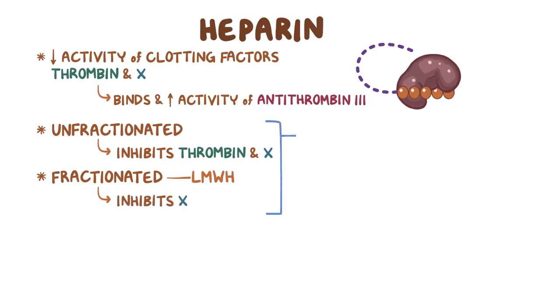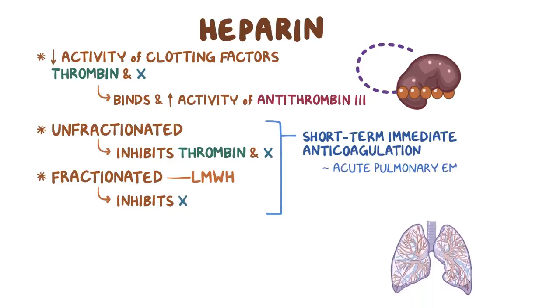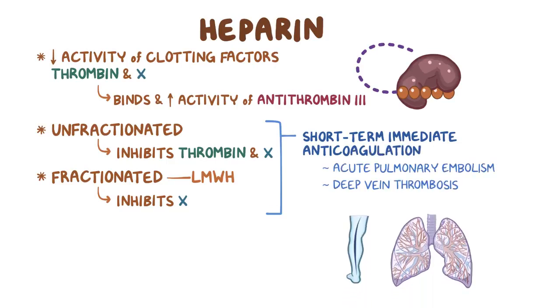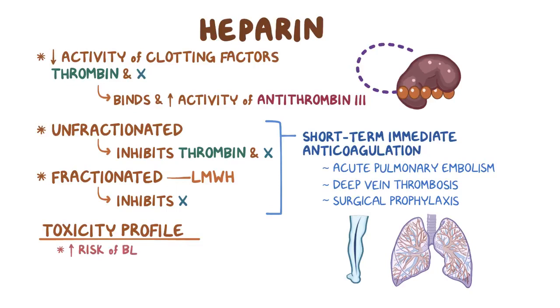Both types are utilized for short-term immediate anticoagulation for diseases like acute pulmonary embolism, deep vein thrombosis, as well as surgical prophylaxis. Heparin's main toxicity profile includes its increased risk of bleeding, HIT, and osteoporosis.